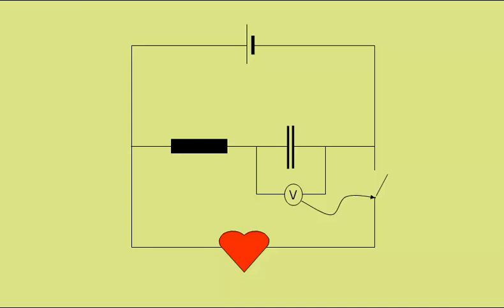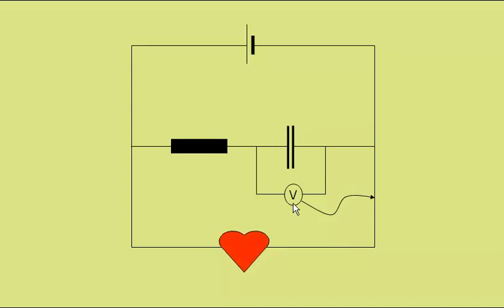I can show that complete process with this much simplified diagram. We have a power supply in series with a resistor and the capacitor. The capacitor will charge up. When it reaches the required potential difference, circuitry will close the switch, bringing it in a circuit with the heart. So the current will pass through the heart.